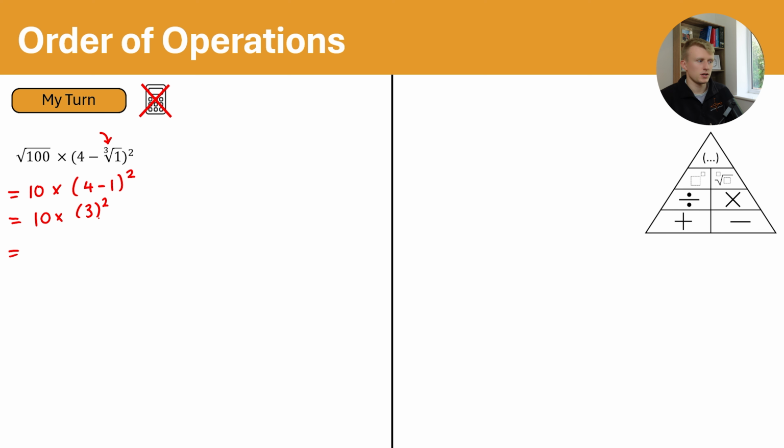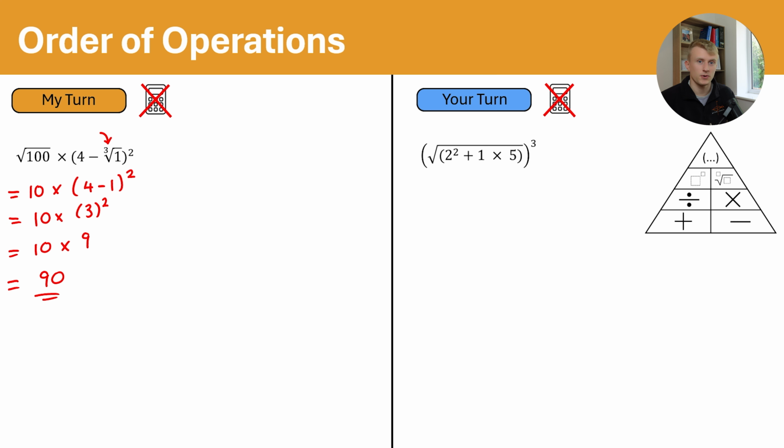So I've got multiplication and indices. I need to do my indices first. I'll leave my 10 multiplied by whatever the result of this is. 3 squared is 3 times 3, which is 9. Then I do my 10 multiplied by 9 to give me 90. Pause the video and give this harder question a go.